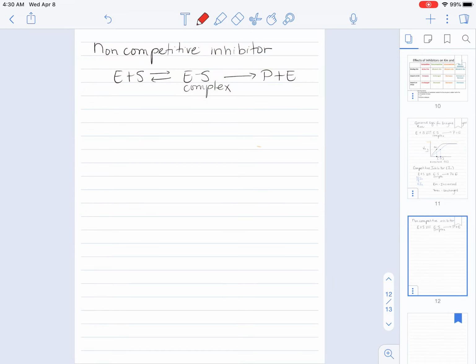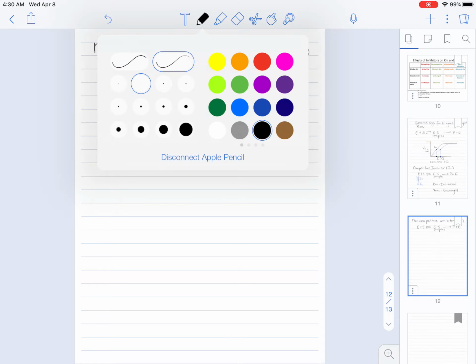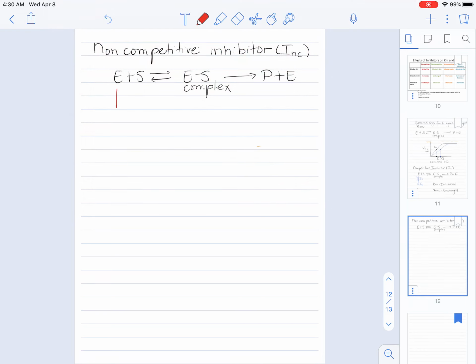So if I designate that this non-competitive inhibitor is going to be capital I, C, this type of inhibitor is going to be making two complexes. One in which we have enzyme non-competitive inhibitor, and one in which we have enzyme substrate non-competitive inhibitor complex.